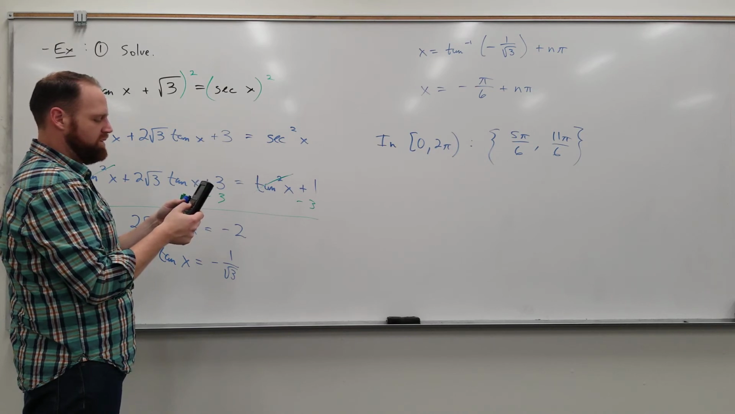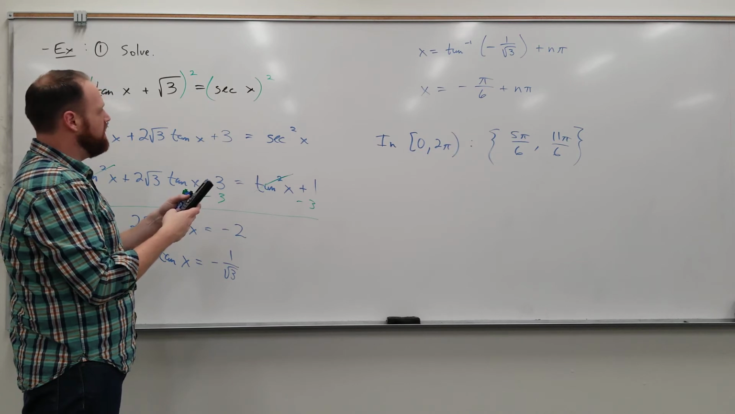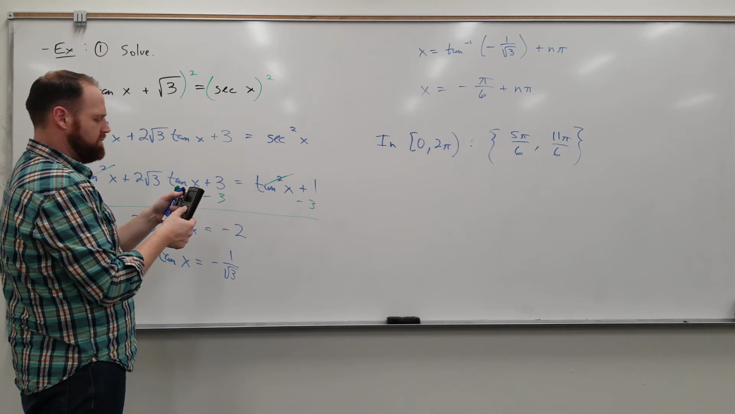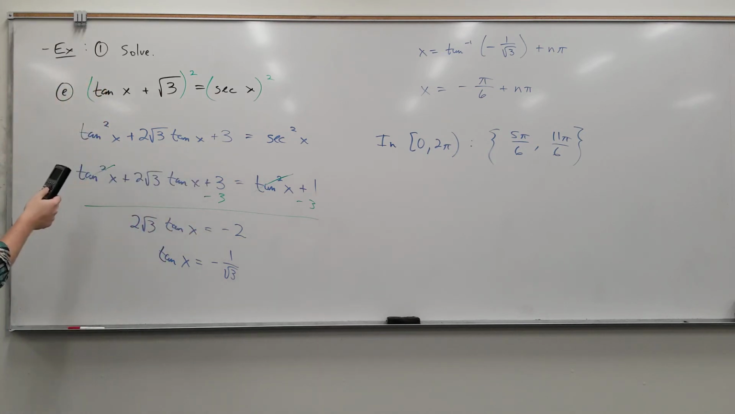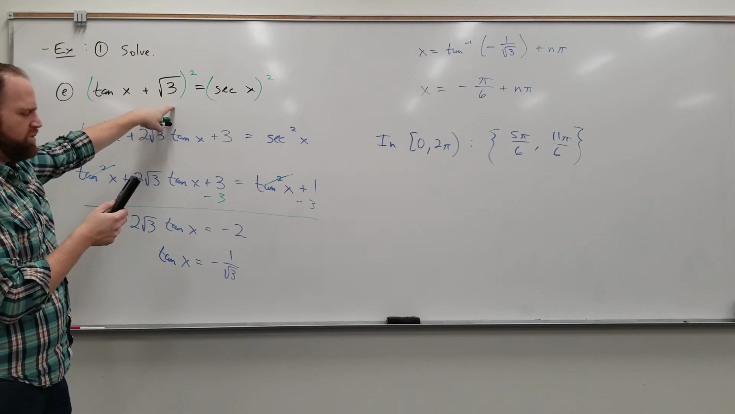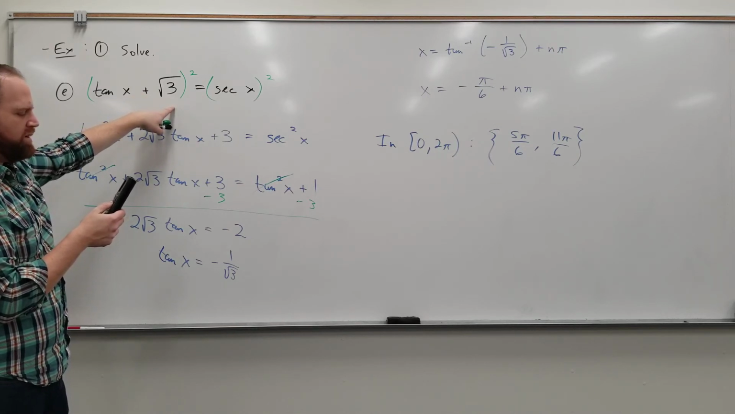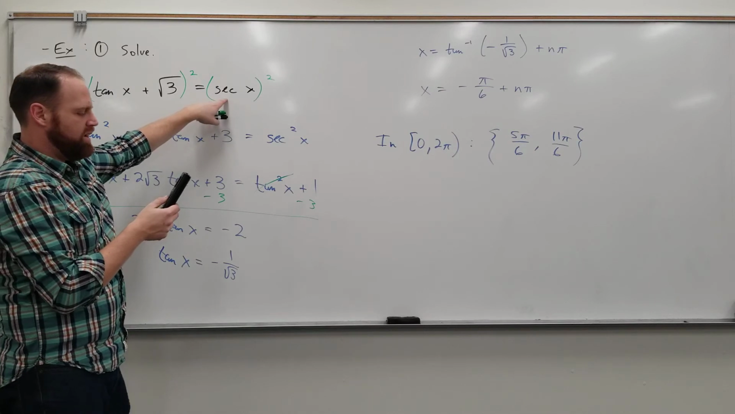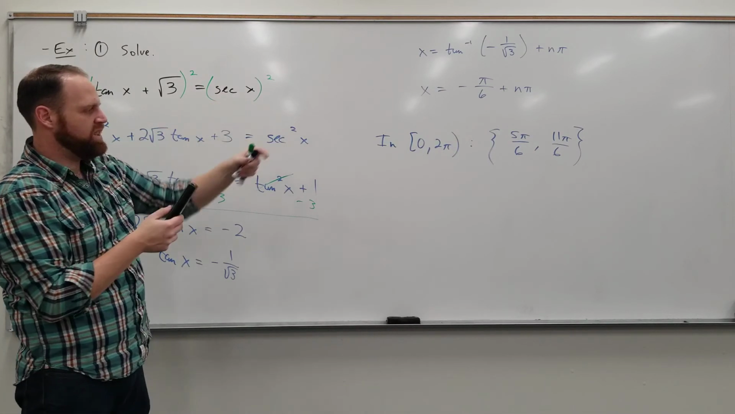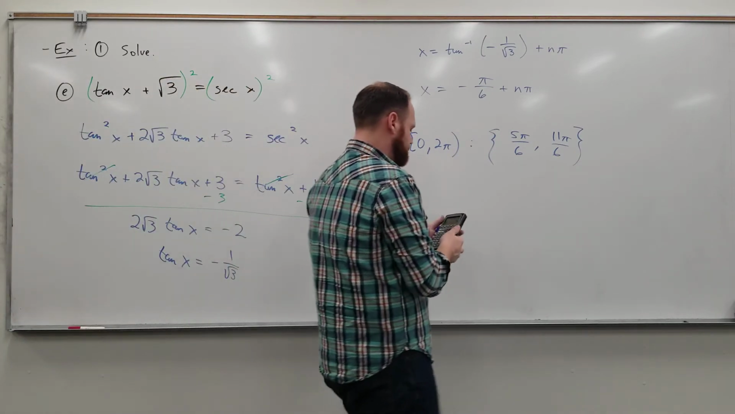Sorry, used the wrong function. Hold on a sec. Cosine. Tangent 5 pi over 6 plus root 3 is 2 root 3 over 3. Secant of 5 pi over 6 is negative 2 root 3 over 3. So I think that one's not a solution.